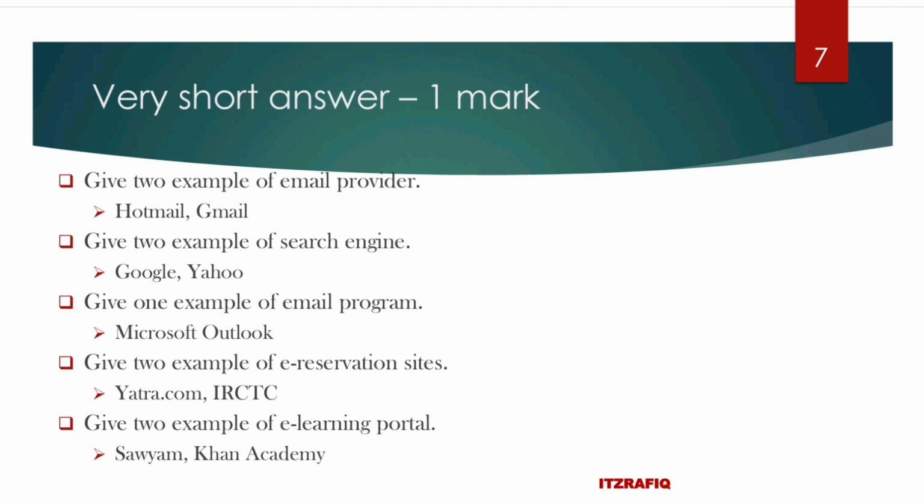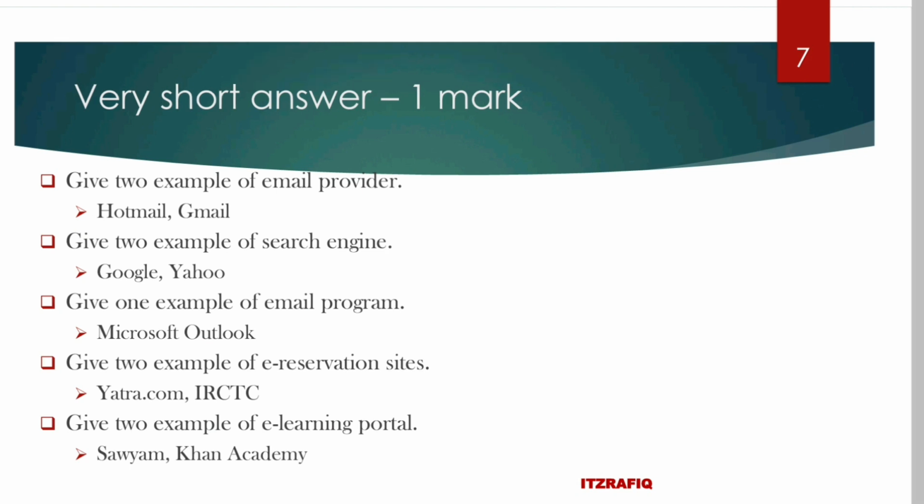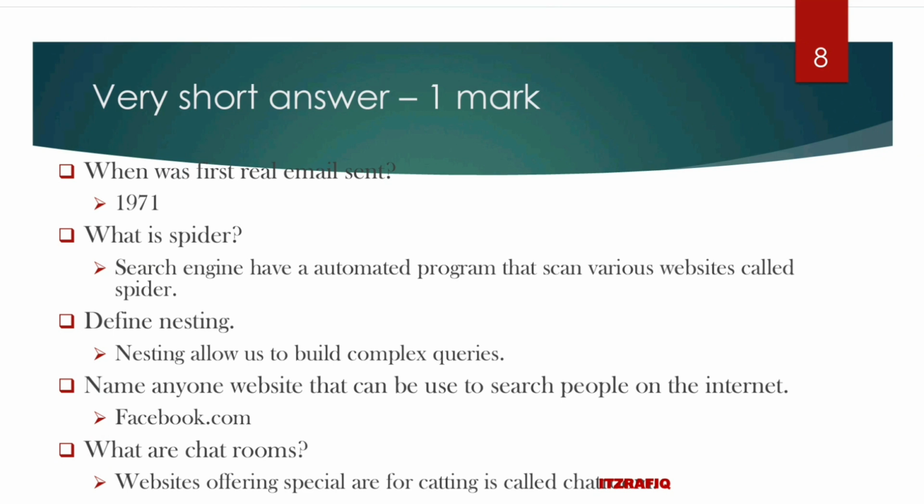2 examples of e-reservation: yatra.com, makemytrip.com, IRCTC, etc. 2 examples of e-learning portal: Swayam, Khan Academy, Vedantu, Byju's, etc. When was the first real email sent? In 1971. What is Spider? A search engine has an automated program that scans various websites, known as Spider. Define nesting. Nesting allows us to build complex queries.